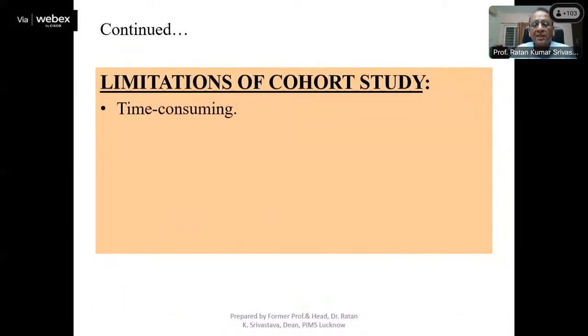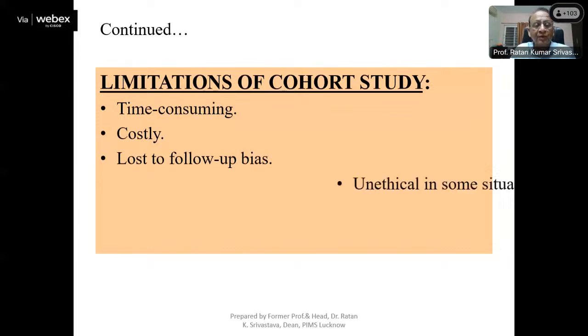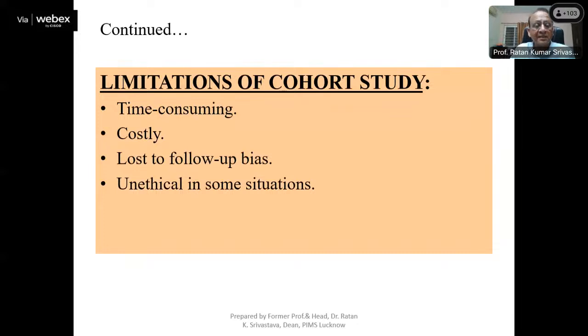Limitation of cohort study is that it is time consuming. I've told you. Costly, and loss to follow-up. Many people, if you are doing follow-up, they are left. After 5 years, they may lose interest or they are transferred from one place, or some people may die during follow-up in a car accident or bus accident. Sometimes it is unethical in some situations.